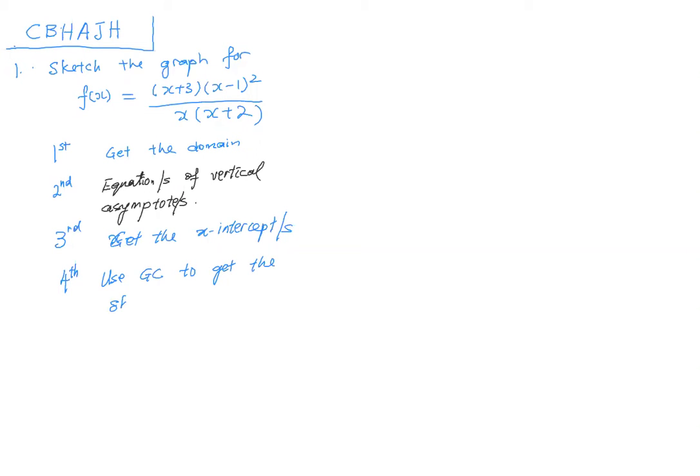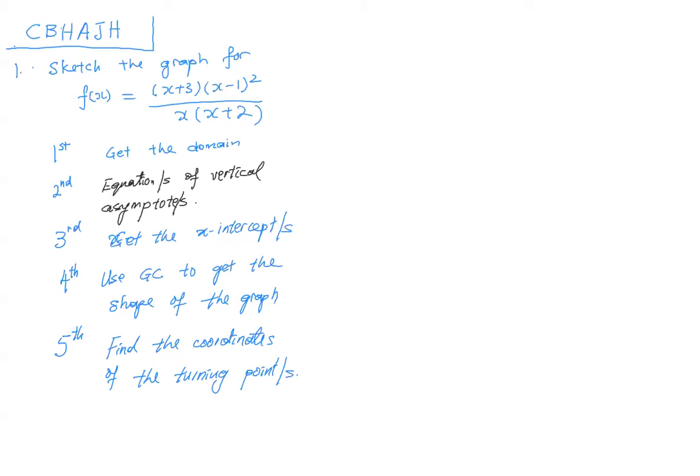Shape of the graph. Am I right? Then after that, you have to use your GC and find the coordinates of the turning point. So these are the few steps that you have to take. You have to denote the coordinates of the turning point on your graph.